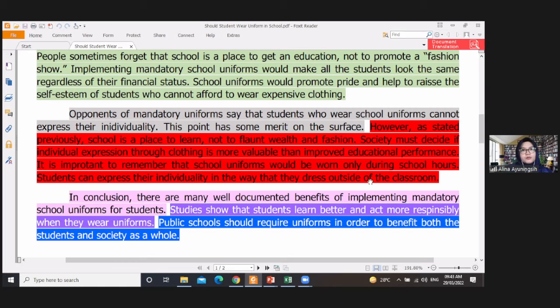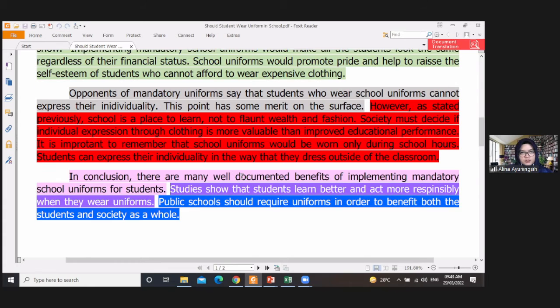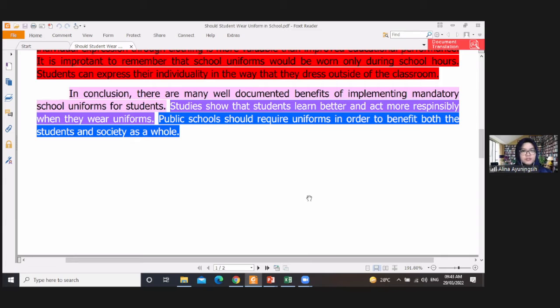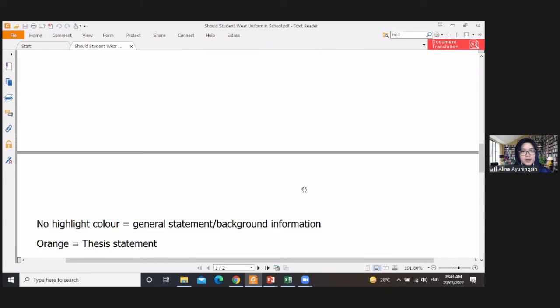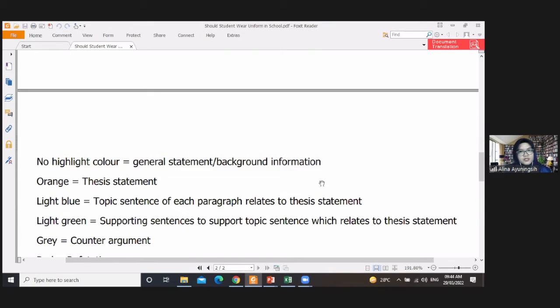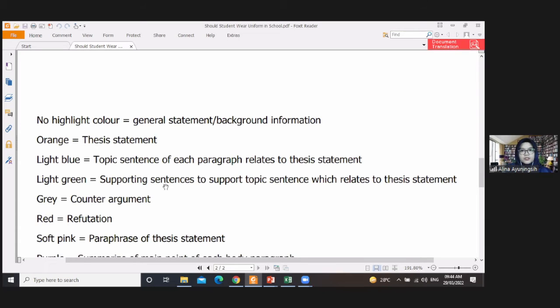I already uploaded this in Schoology, and Pak Bambang also already uploaded this in EduNext, so you can just check it out later. If you miss my explanation on Zoom today, you can just read the notes on the next page here.